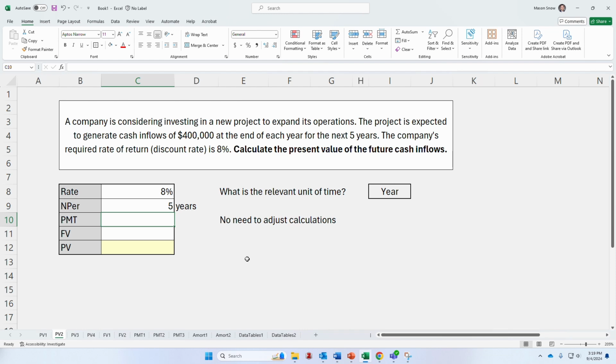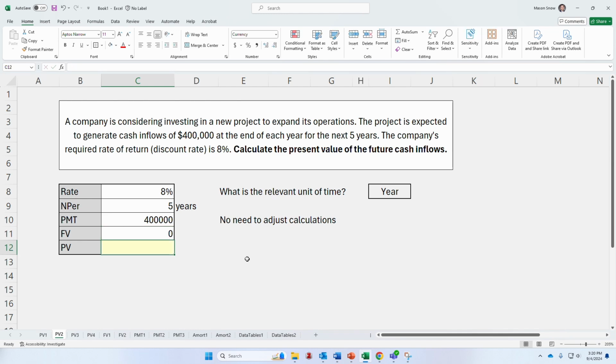Next, payment. In this example, we do have a payment. At first, this might sound counterintuitive. We're not paying anybody. We're the ones receiving these cash inflows. But just remember, with time value of money, payment refers to equal recurring cash flows. We're going to get these $400,000 cash flows every year. So our payment is $400,000. Lastly, future value. Nothing was mentioned about any terminal cash flow occurring at the end of this project's life, so we can enter a future value of 0.